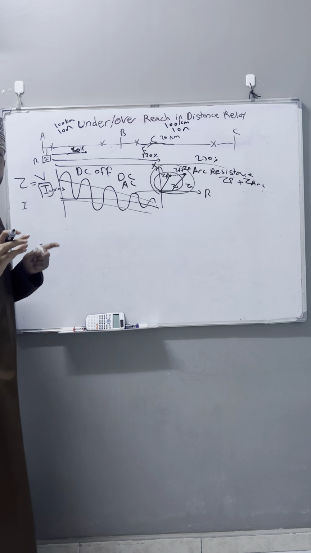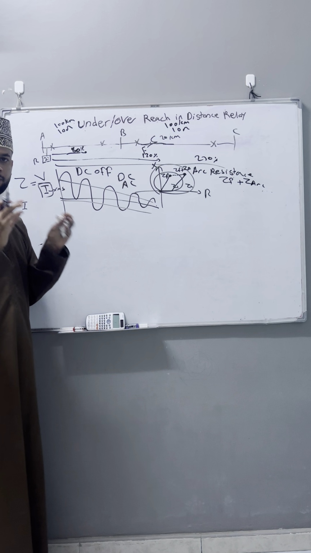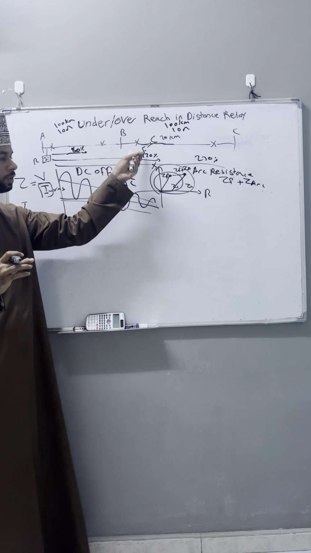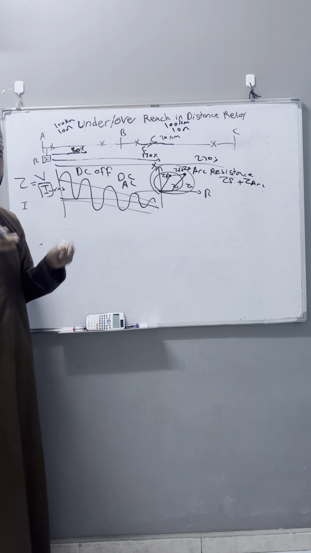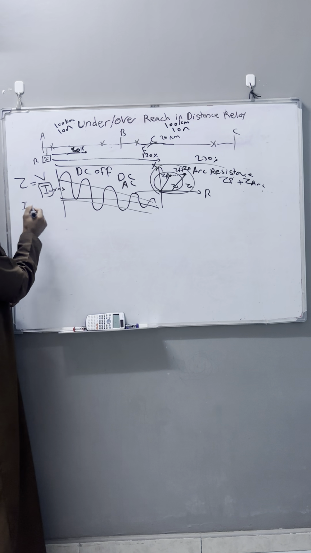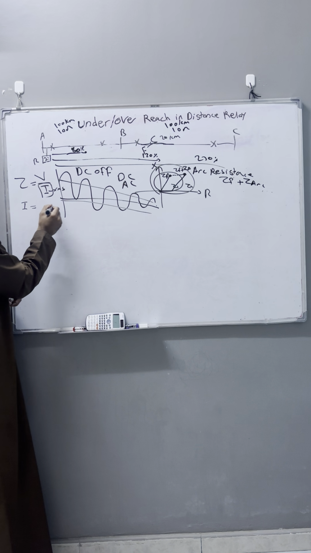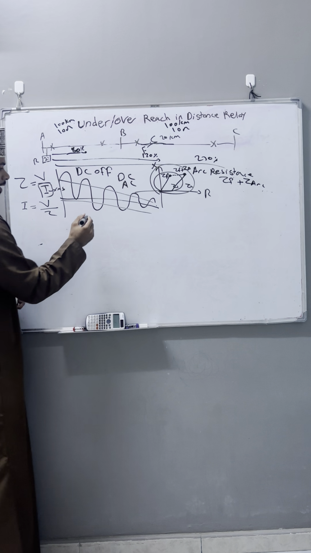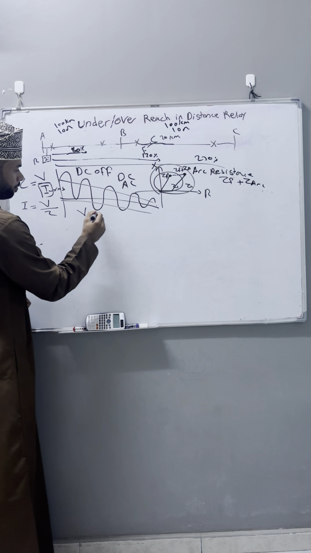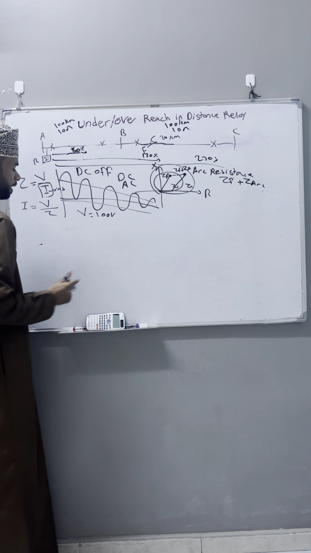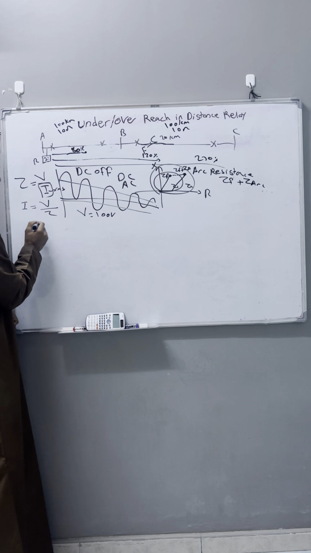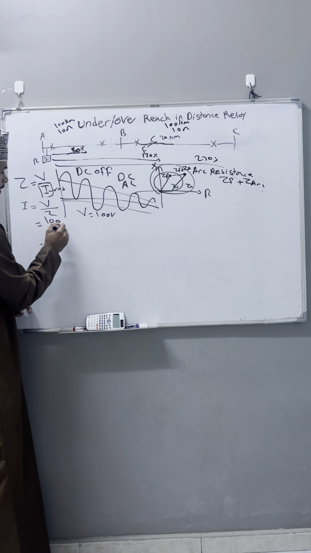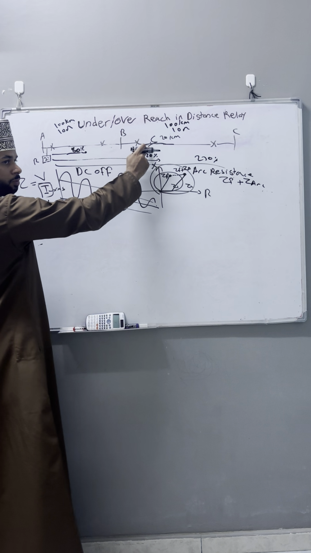Let's calculate the fault current without DC offset. So I will be equal to V by Z, right? Let's say the voltage in secondary will be equal to 100 volt, in secondary. So it will be 100 divided by the Z up to the fault point.